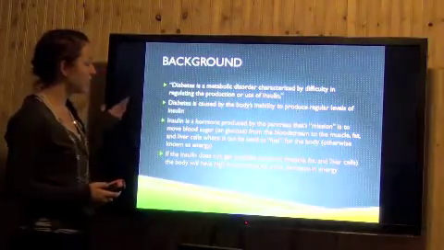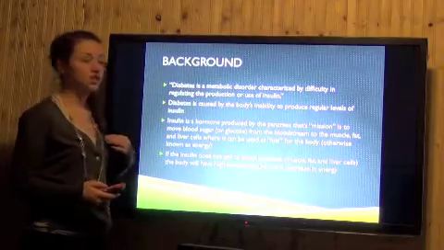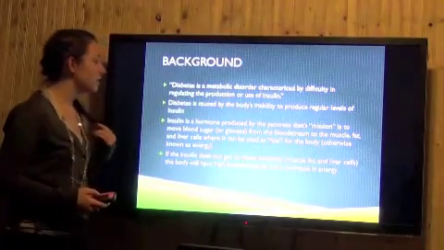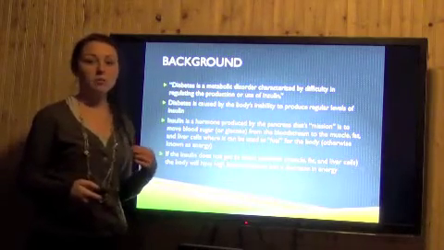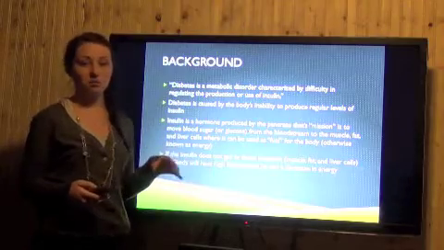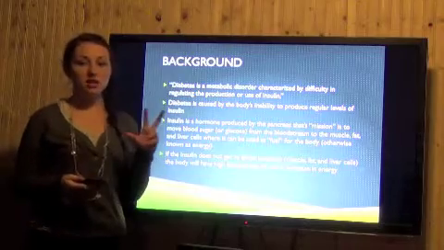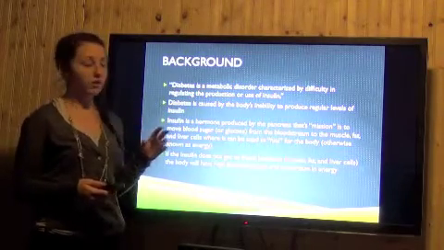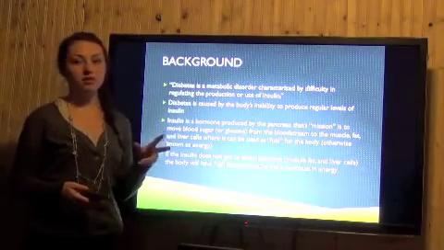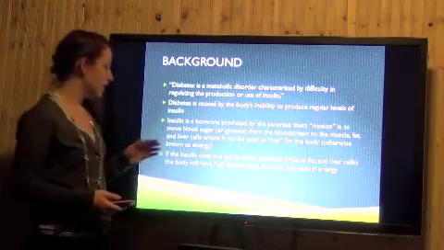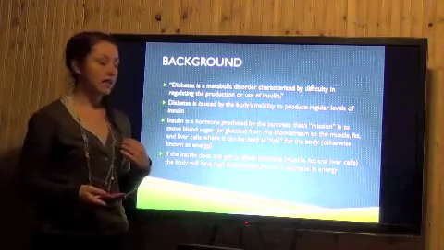Here's some background. Diabetes is a metabolic disorder characterized by difficulty in regulating the production or use of insulin. Diabetes is caused by the body's inability to produce regular levels of insulin or by the cells' inability to use the insulin productively. Insulin is a hormone that is produced by the pancreas, and its mission is to bring blood sugar or glucose from the bloodstream to the muscle, fat, and liver cells, where they use it as fuel for the body, or energy. So if the insulin does not get to these cells, the body will have a high blood pressure and a decrease in energy.